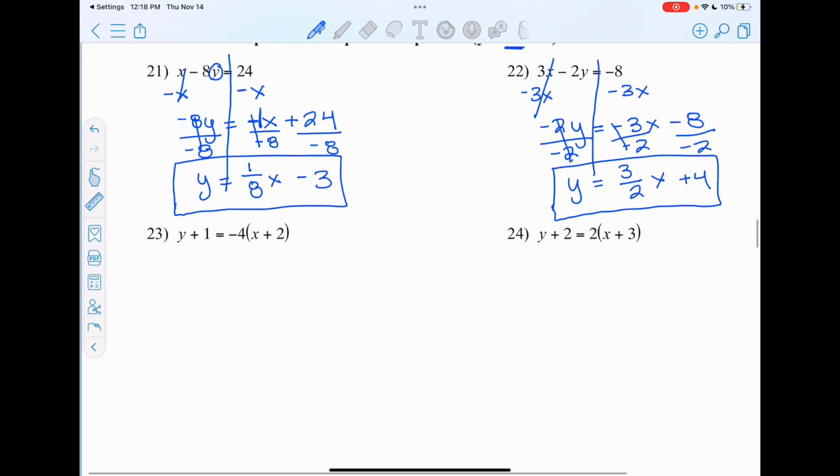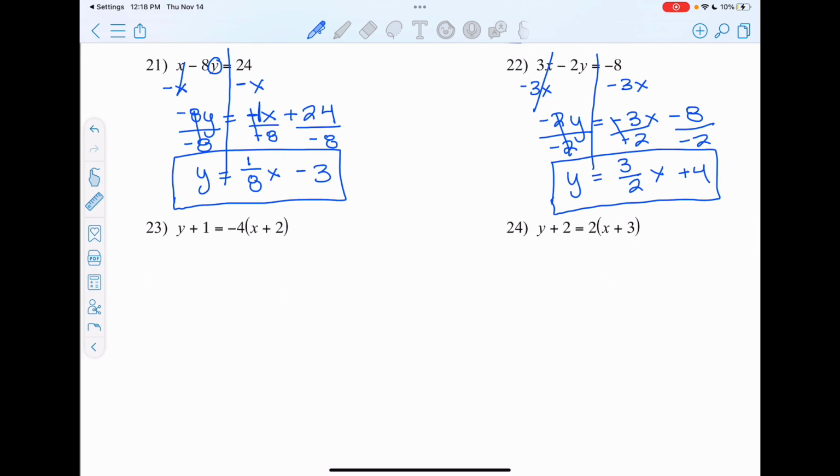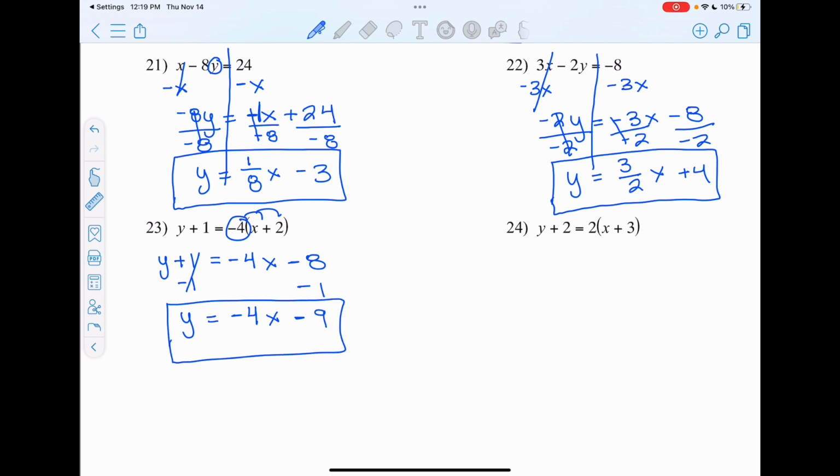In 23 and 24, in order to rewrite these in slope-intercept form, I have to start by double rainbowing, or distributing. So I'm going to do -4 times x, which is -4x, and -4 times 2, which is -8. And I still need to get y by itself, and I do that by subtracting 1. And I subtract the 1 from the -8 because they are like terms. -8 minus 1 is -9.